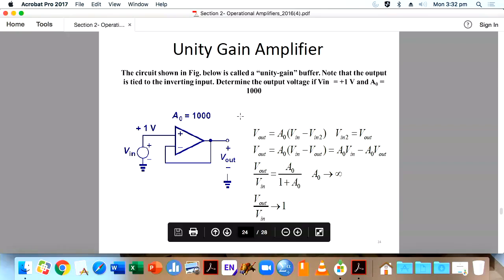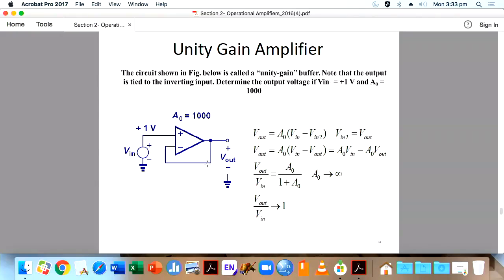A0 is so big because it's around 1000, so 1000 divided by 1000 plus 1 is approximately equal to 1. So that's the reason you are getting a buffer. This is called a buffer circuit with the unity gain.